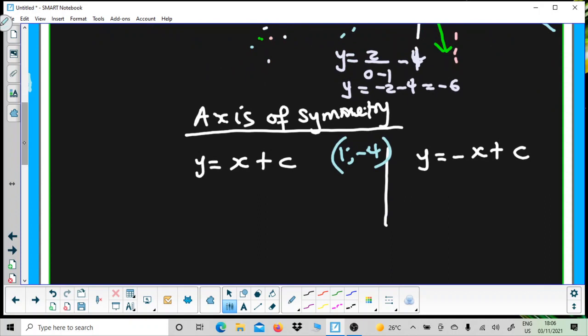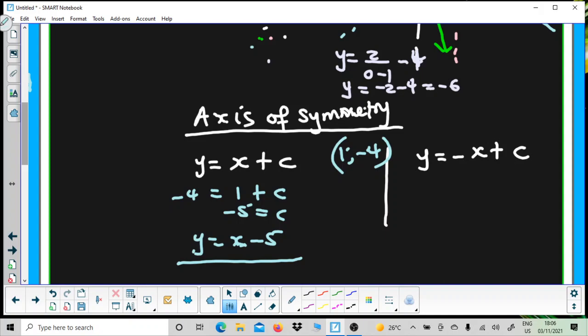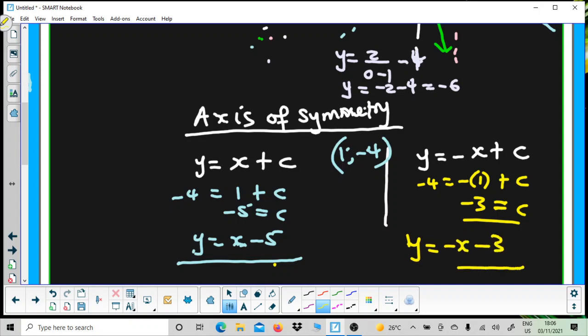So here are my axes of symmetry. I'm going to put -4 here. 1 plus C, so C is -5, ladies and gentlemen. So my equation is now y = x - 5, the one with positive gradient, the one which slants to the right. On the other side, if I want the other one, let's say the question was asking me for the one with negative gradient, I was still going to do the same. Look at this. Is C going to be -3, am I right? So the equation of the axis of symmetry will be y = -x - 3, like so.